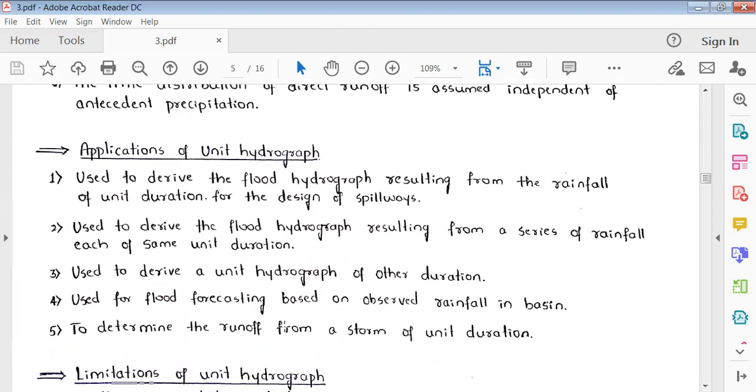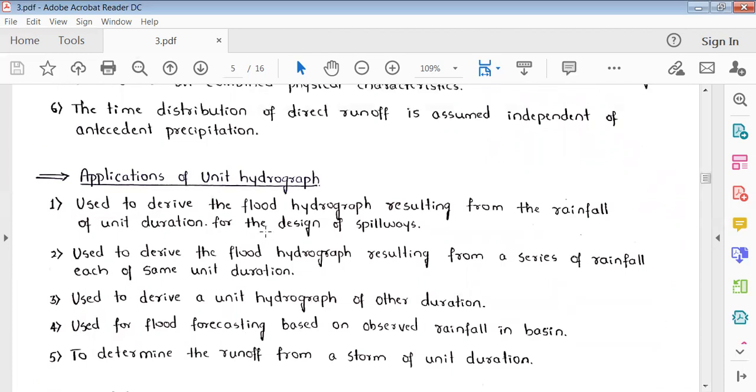Okay. Now, where can this unit hydrograph be used? This unit hydrograph is used to derive the flood hydrograph. Flood hydrograph is nothing but whenever there is excess rainfall, that excess rainfall is converted into a flood hydrograph. And that means at every interval, for every hour, we can find out how much rainfall and how much runoff has occurred. That is the meaning of this.